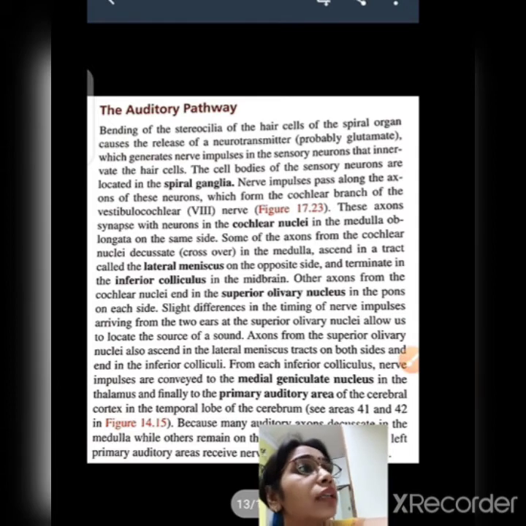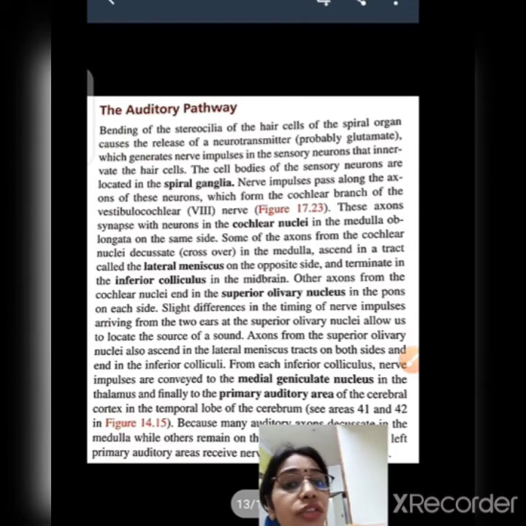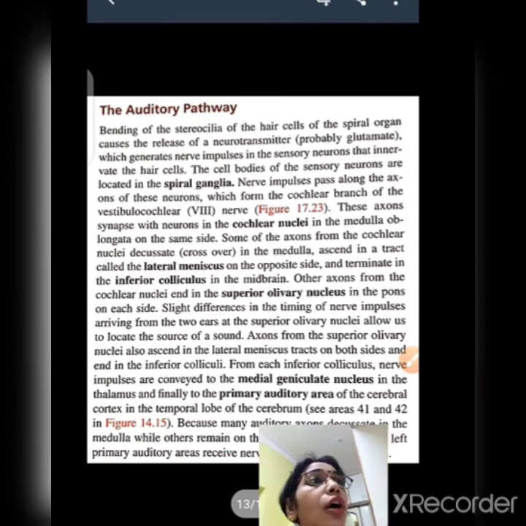Now, other axons from the cochlear nuclei end in the superior olivary nucleus on each side. The superior olivary nucleus is present in the pons, the pons part of the brainstem. Slight differences in the timings of the nerve impulses arriving from the two ears at the superior olivary nuclei allow us to locate the source of a sound.